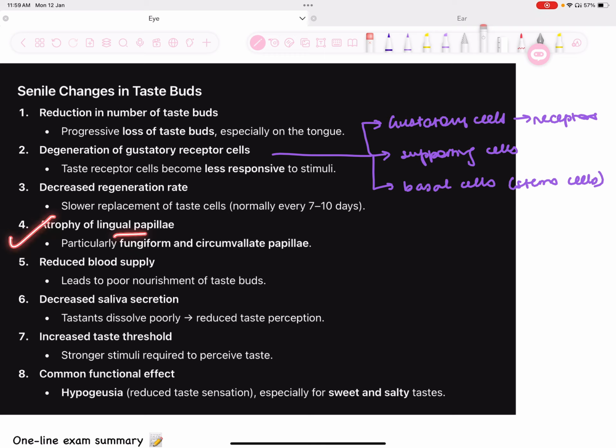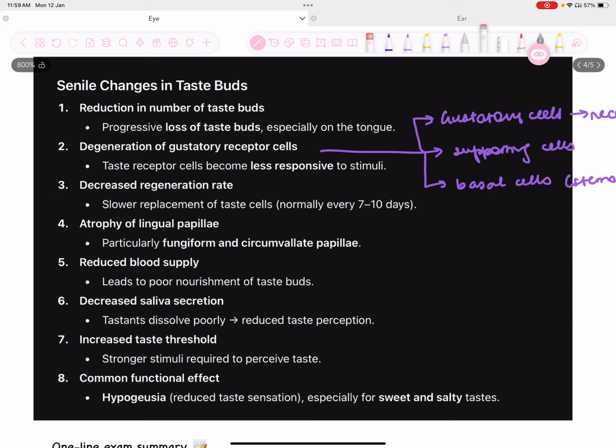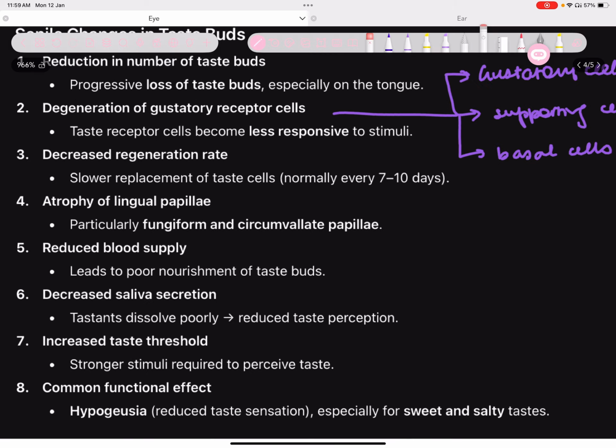Atrophy of lingual papillae. In particular, there are three types of papillae in the tongue. One is fungiform, which is in the anterior two-thirds. Then you have circumvallate, which is posterior at the V portion, and then you have the foliate, which is at the sides of the tongue. So if this is the tongue and this is its posterior region, this is the circumvallate papillae. Here you'll have the foliate papillae. Here, in the anterior two-thirds, you'll have the fungiform papillae. Filiform is also there, but it doesn't have any significance as such, and it's not a gustatory papillae.